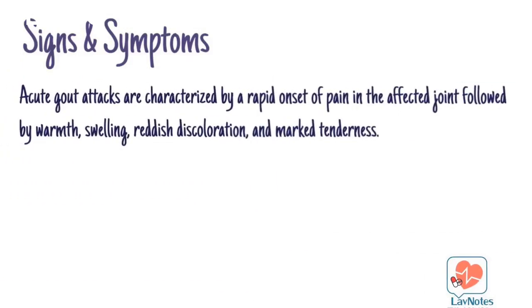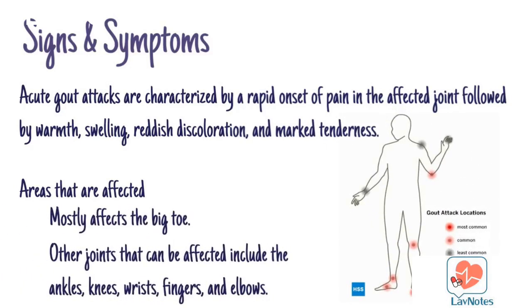And now we talk about the signs and symptoms. Acute gout attacks are characterized by a rapid onset of pain in the affected joint, followed by warmth, swelling, reddish discoloration, and marked tenderness. Areas that are affected: gout mostly affects the big toe. Other joints that can be affected include ankles, knees, wrists, fingers, and elbows.